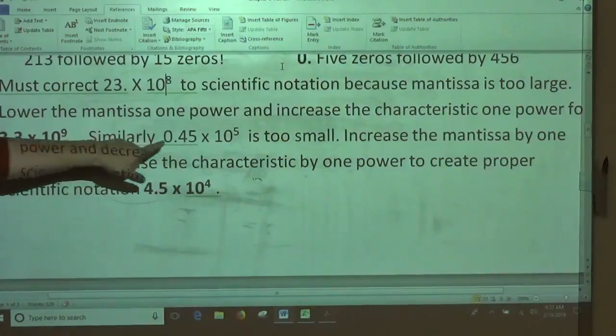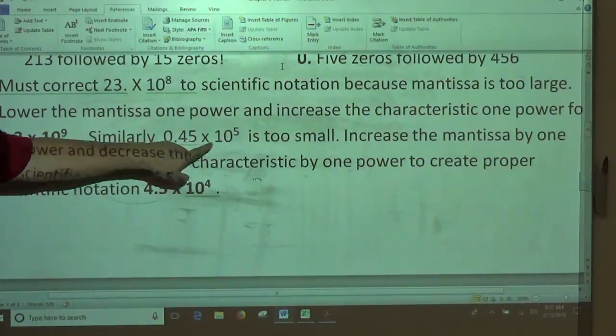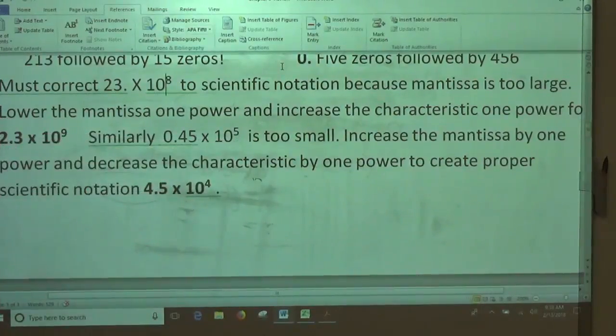So if this number is too big, you lower this and raise that by 1. All right? If this number is too small, we're going to do what? Raise this and then lower that. Okay? Not hard, but just different.